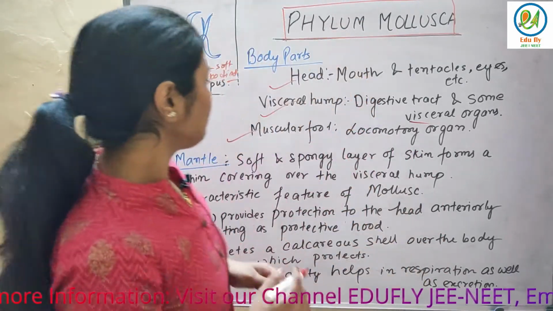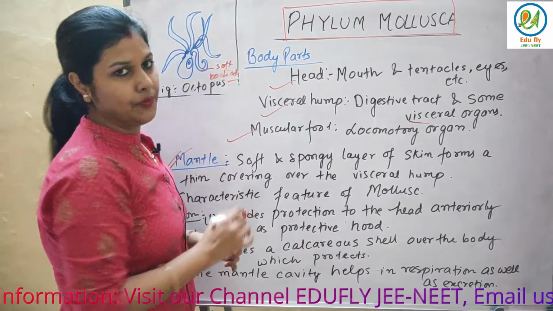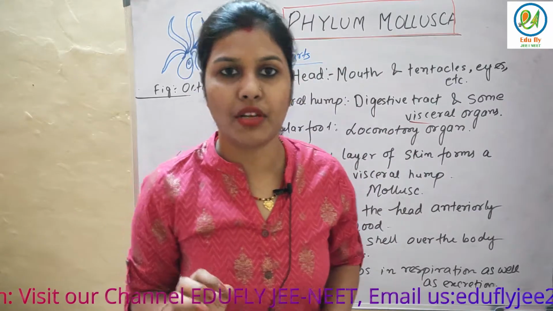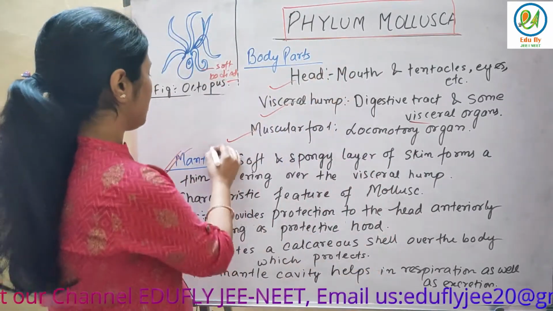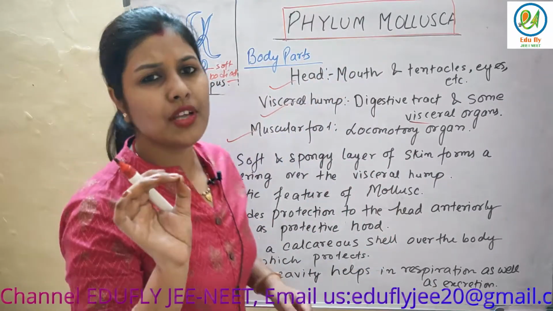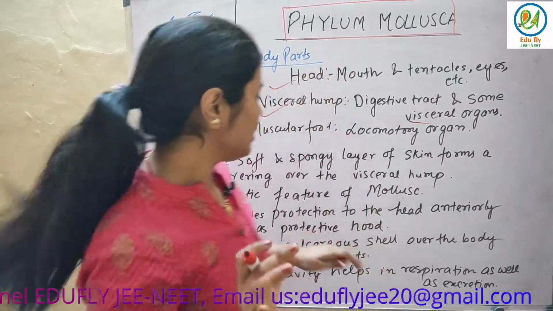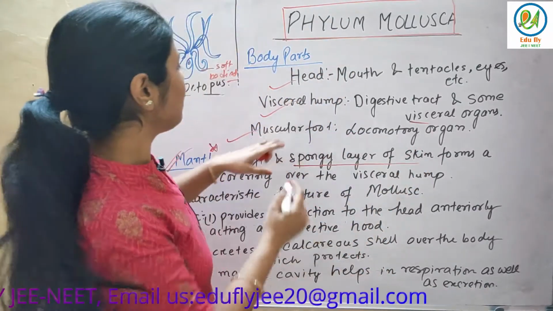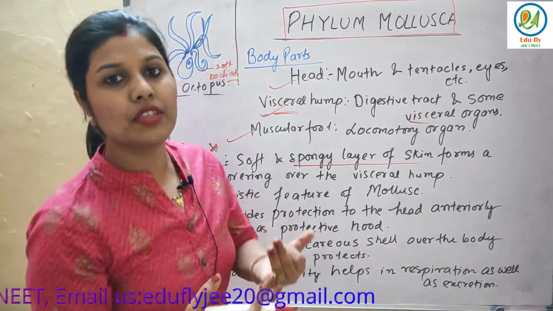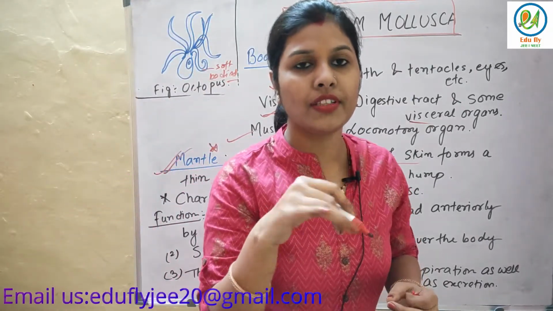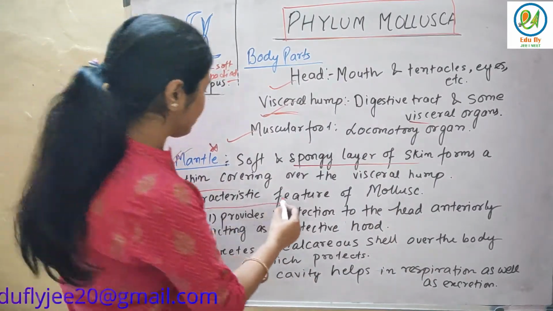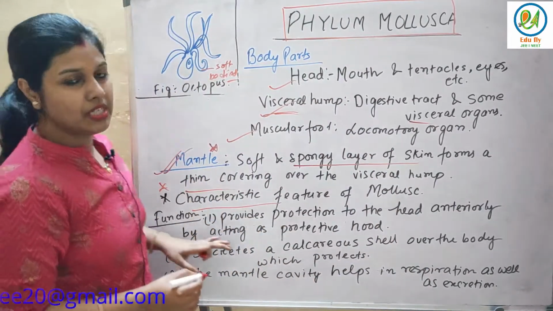Fine. Next is what is mantle. Mantle is a very important characteristic feature of mollusk. You have to remember it from NEET point of view. What is mantle? It is a soft and spongy tissue, a spongy layer of skin. Where does it form? On the visceral hump. It forms as a layer over the visceral hump. Fine. This is the characteristic feature of mollusk. You have to remember it from NEET point of view.